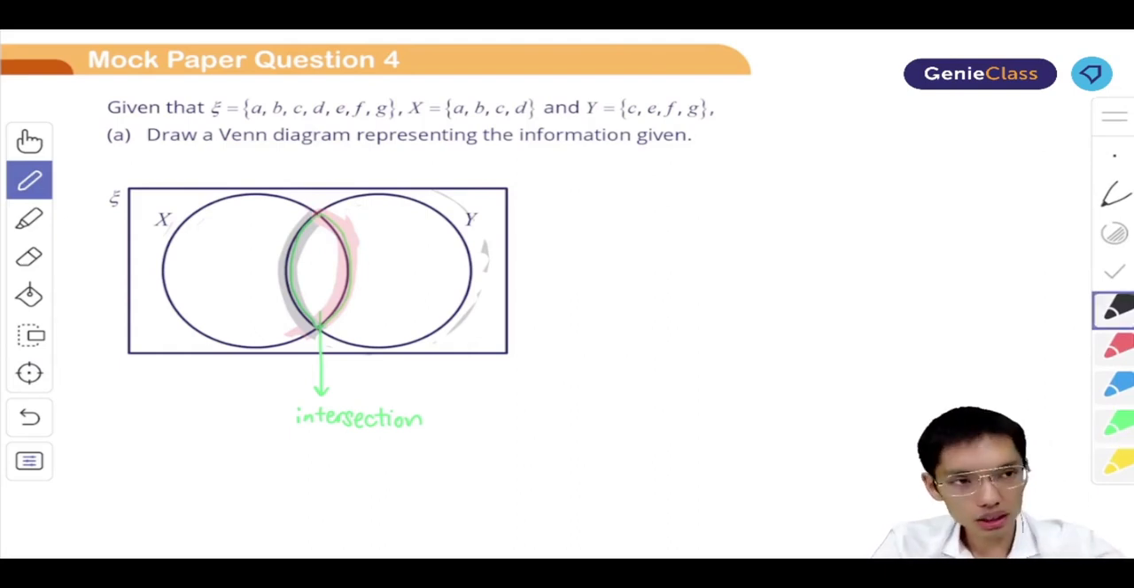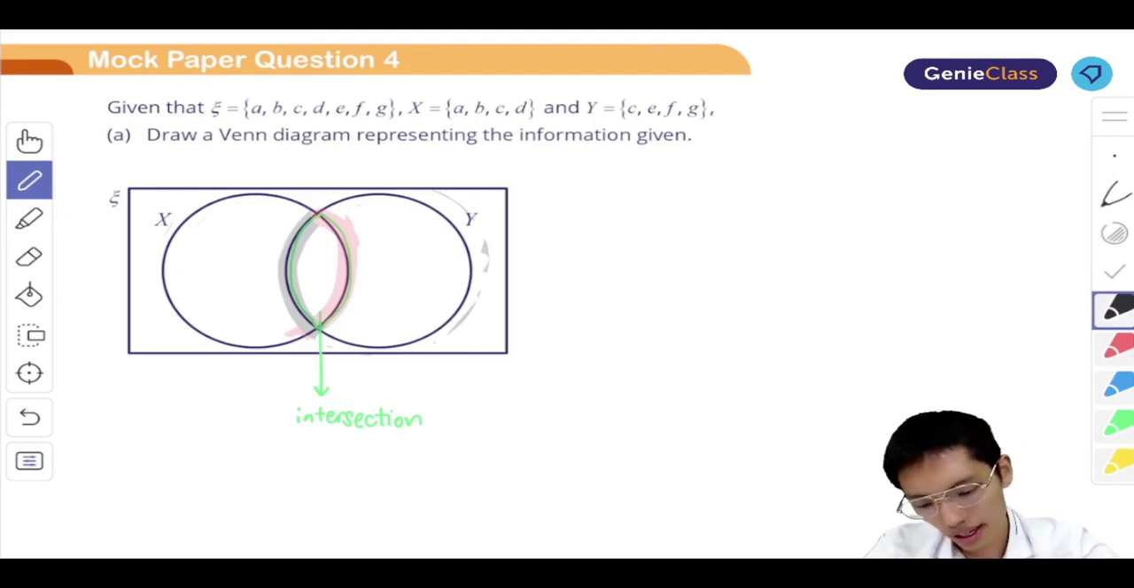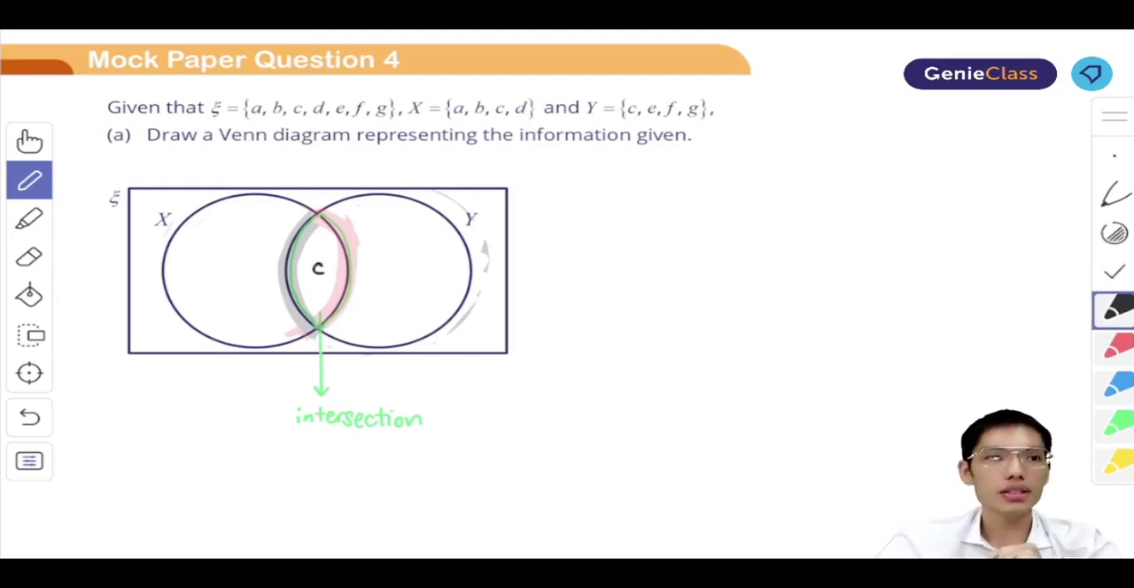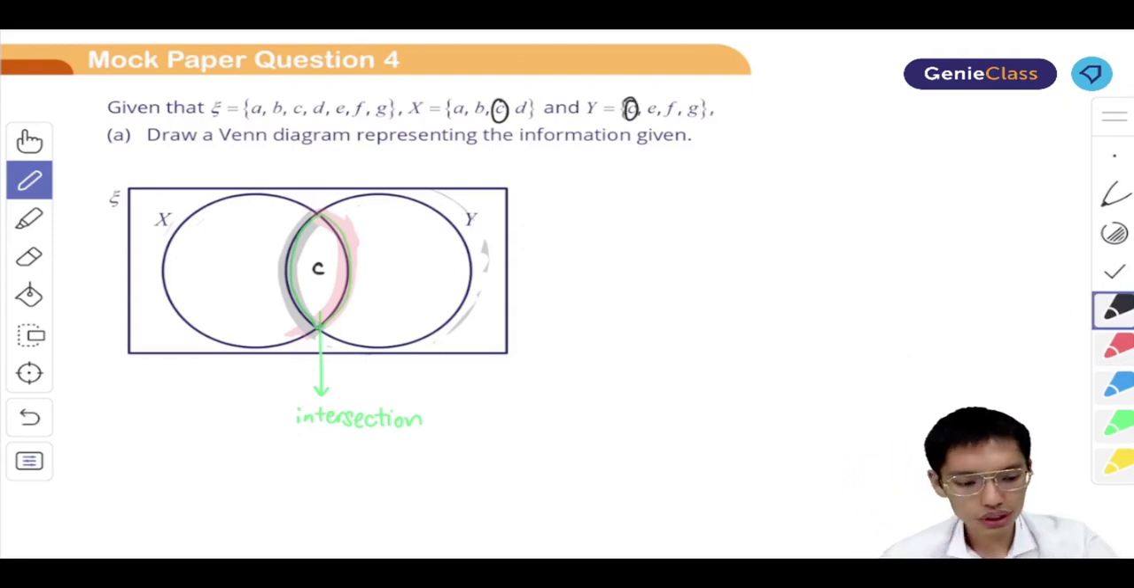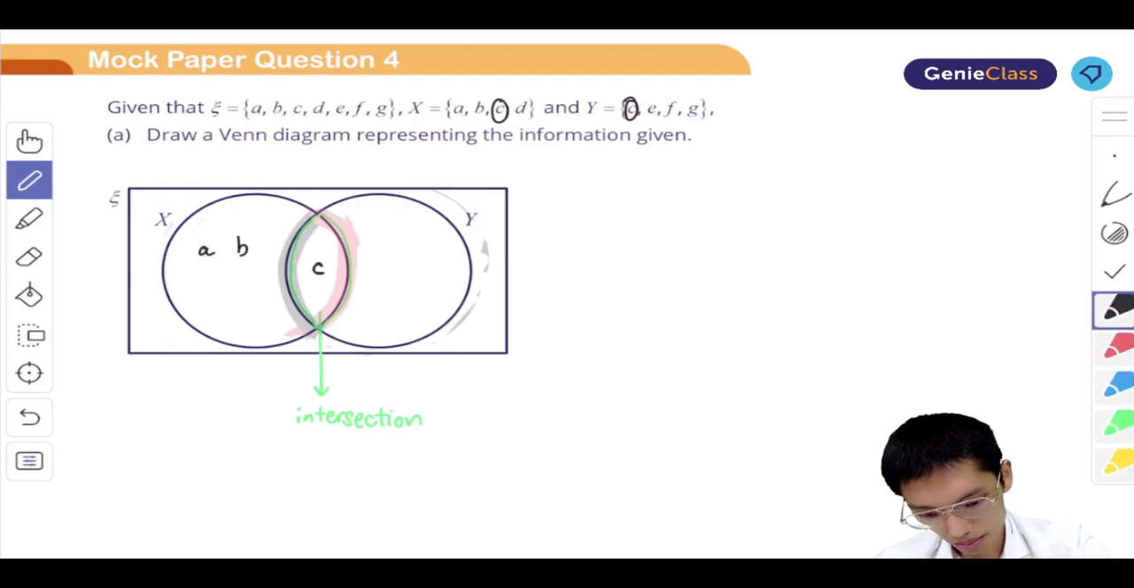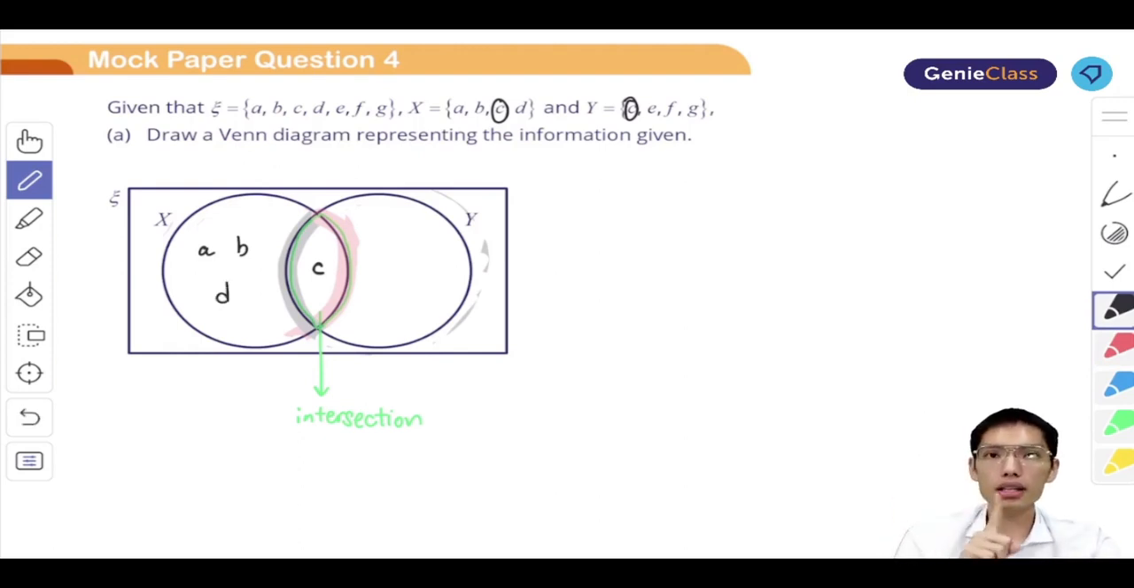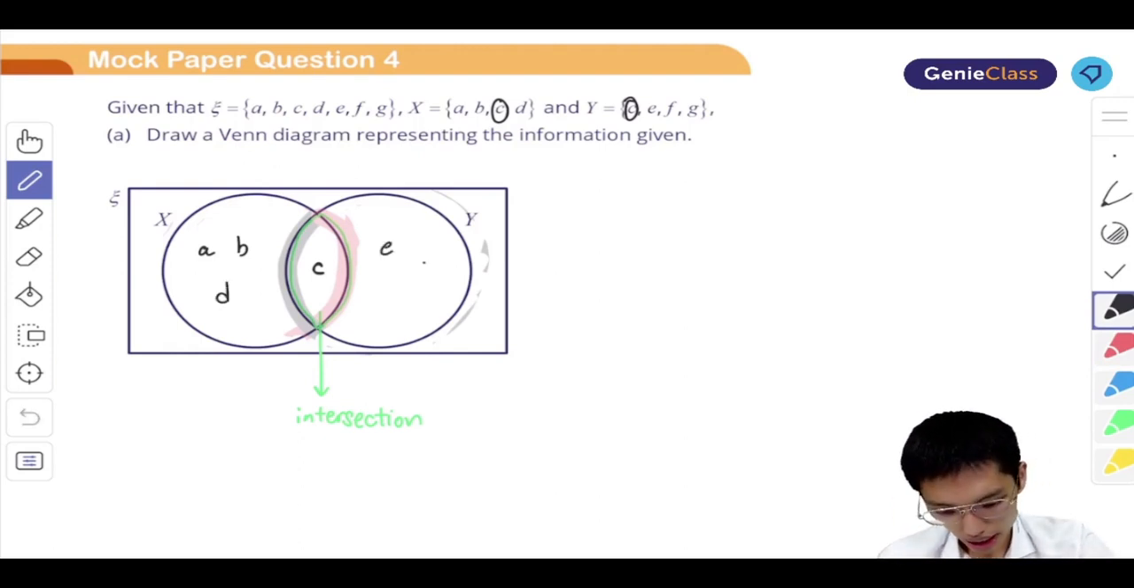Okay, let's think about it. Or some of you are actually clear already. In fact, this is actually just filling in C. Very good, Jing Wong. Perfect job over here. Now, the rest you realize, since this is filled in already over here, let me just circle this. The rest of it you fill in accordingly. In fact, X will just have A, B, and D. Y in this case will just have E, F, and G.